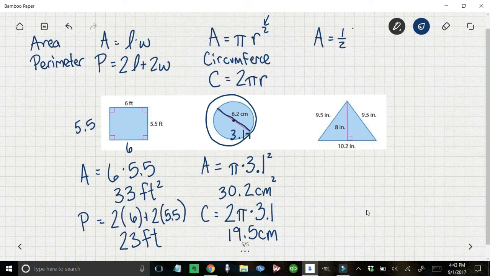Okay, and then lastly, our triangle. The area of a triangle is half the area of a rectangle. So half its base times its height. And you just need to know that the base has to be perpendicular to the height.